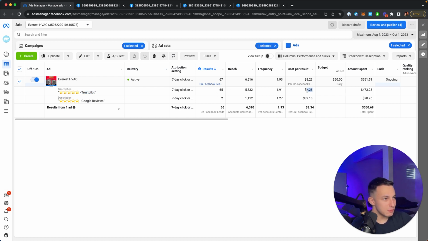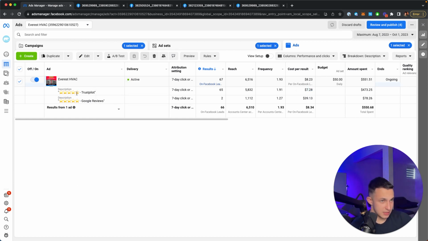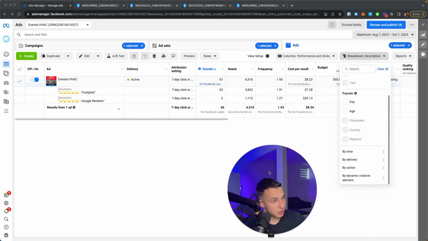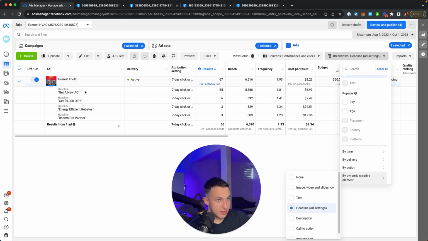Now look at the cost per result: $7.28. This is $40 compared to $7. This is like lunch, and this is like, I don't even know, a snack. These are very different numbers, right? So it's obvious that when I'm optimizing these ads, I'm going to take that description and pair it with this headline.